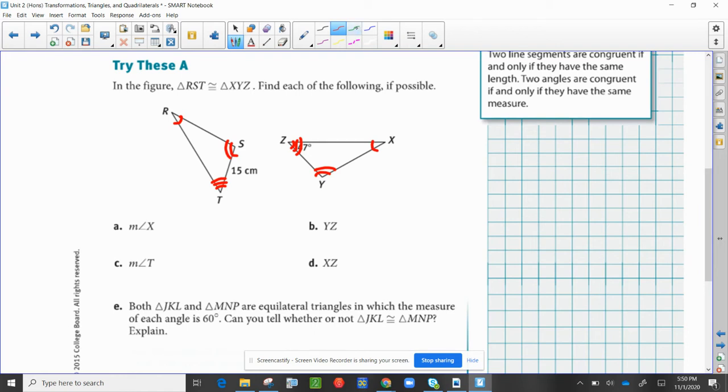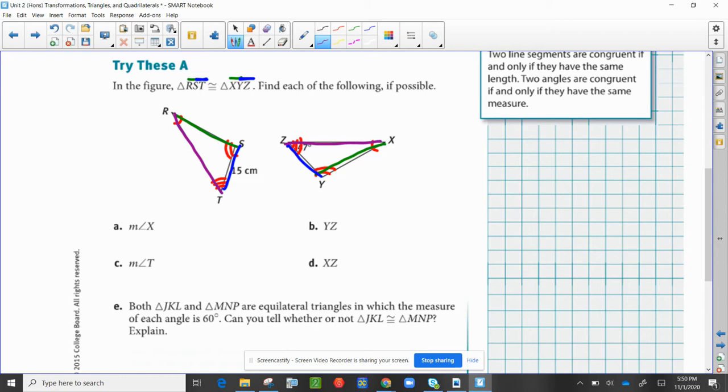And those lengths, if I color code this a little bit, we have RS, that has to be the same as XY. So RS, XY. Okay. Let's see, ST goes with YZ. ST, YZ. And lastly, if we have RT, that has to line up with XZ. So if you do that and color code it, you should see what goes together really quick.